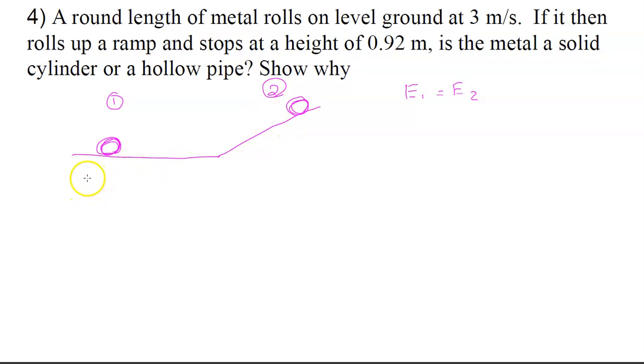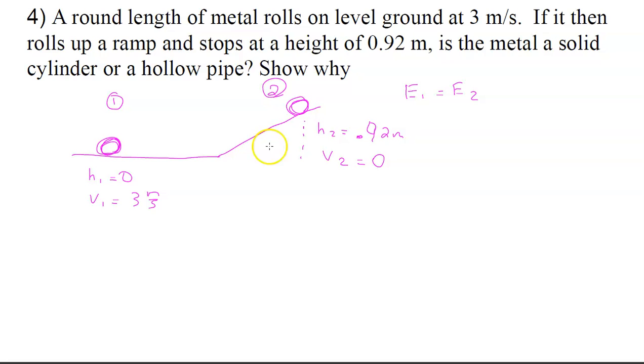Well, down here, the height at point 1 is 0. And they tell me up there that it's rolling at 3 meters per second. So those would be the numbers that I have. Up here at point 2, it stops at a height of 0.92 meters. And since it stopped, the velocity would be 0. Okay, so that's the information that I have here.